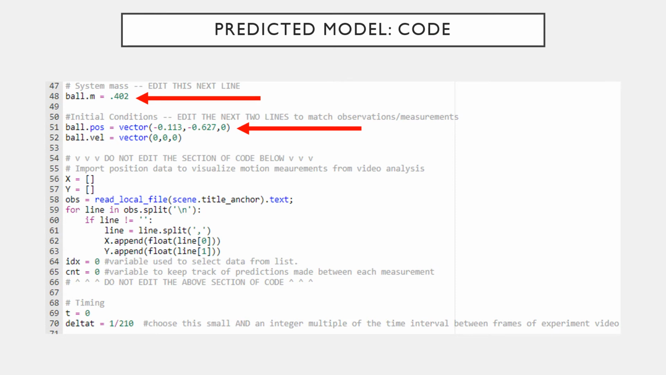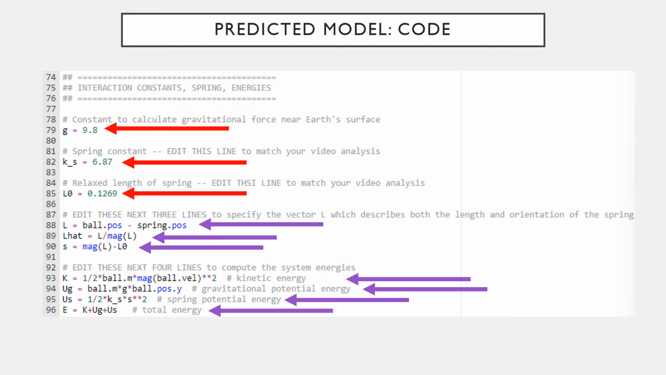I plugged in my initial conditions to the code: the mass of the object and the object's initial position, g, the spring constant, and the relaxed length of the spring. I created an equation to define L as the position of the ball minus the position of the spring, an equation to compute the spring force, and an equation to calculate the S. I also created equations to compute the kinetic energy, the gravitational potential energy, and the spring potential energy.